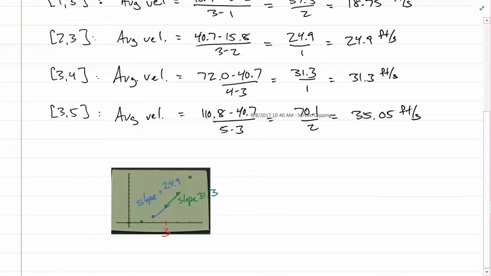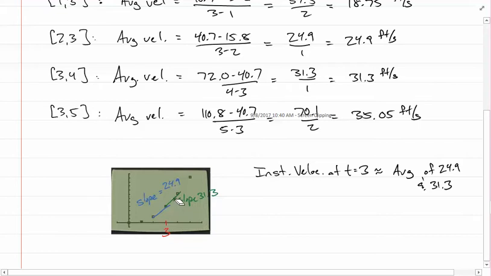So the instantaneous velocity at t equals 3, I could say a pretty good estimate would be the average of 24.9 and 31.3. Okay, if we had more data points that were closer to 3, we would use those values, but these are the closest that we have, so that's what we do.